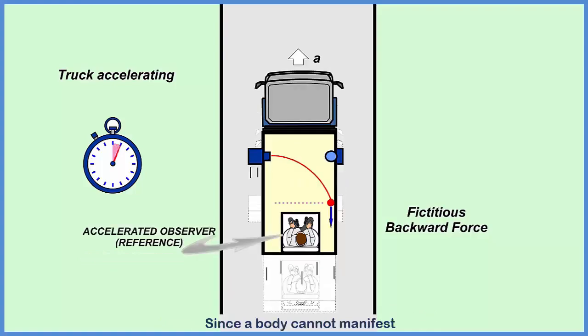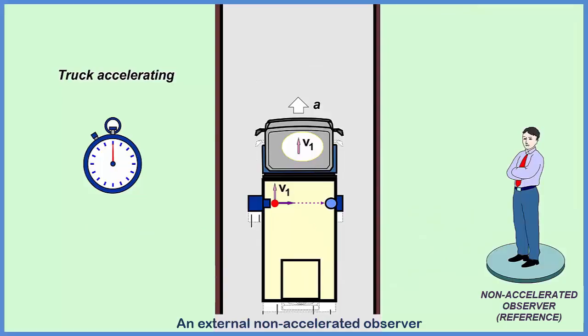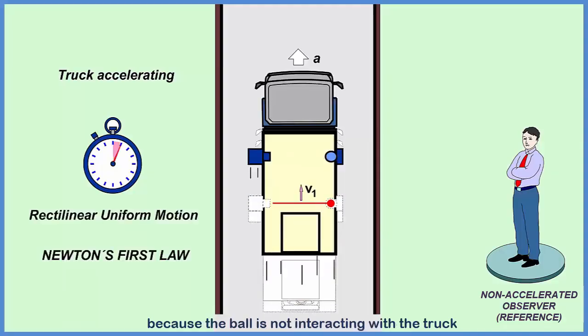backward force. Since a body cannot manifest a force on itself and move, this force does not exist, therefore it is fictitious. An external non-accelerated observer sees the ball moving in a straight path transversal to the forward motion of the truck, because the ball is not interacting with the truck and moves in accordance with Newton's first law.